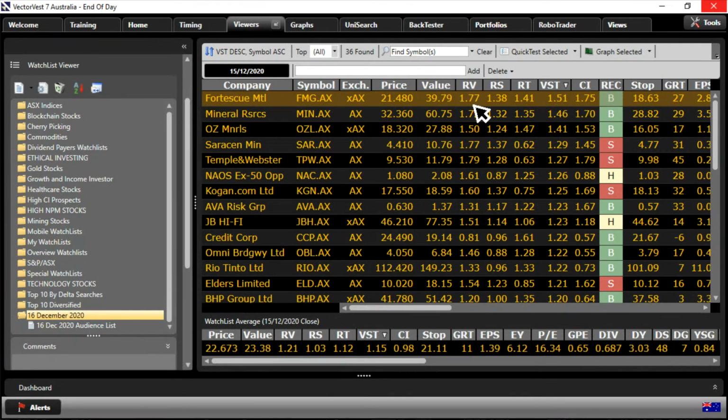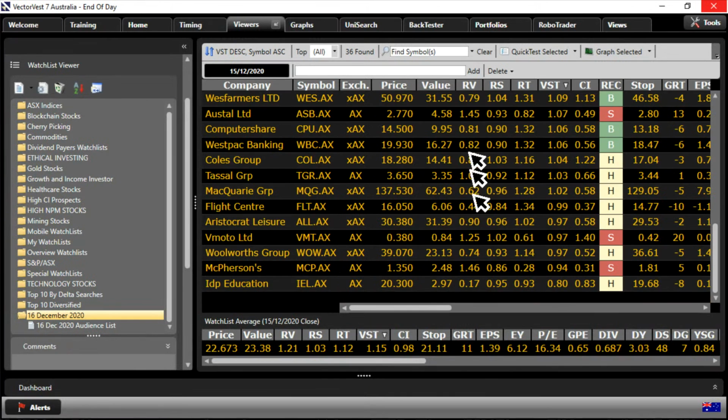What's the long-term price appreciation potential for a given stock? The higher above 1, the better. That's all you need to know at this stage. The higher above 1, the better. So Fortescue Metals has a very good long-term price appreciation potential compared to, come down to the bottom of the list, IDP Education, which has a very low long-term price appreciation potential as it stands.